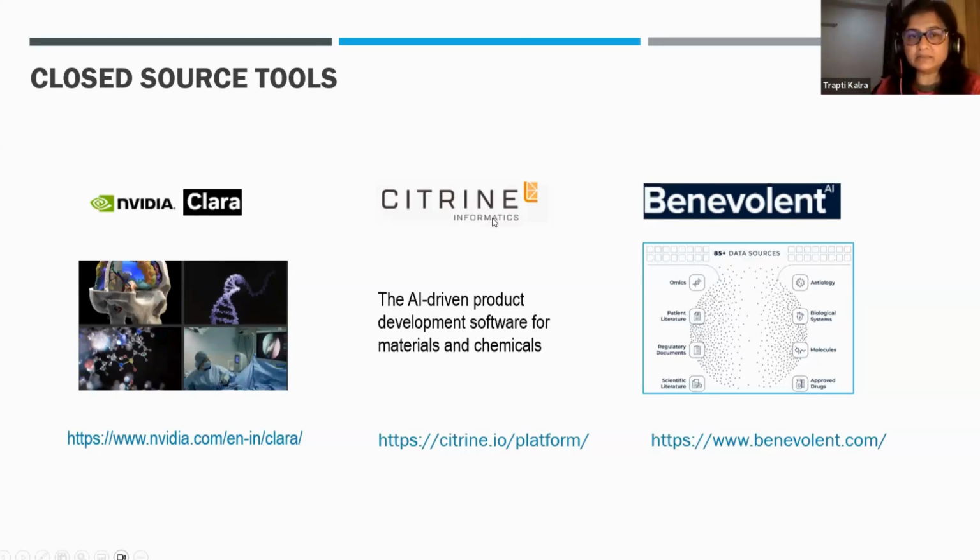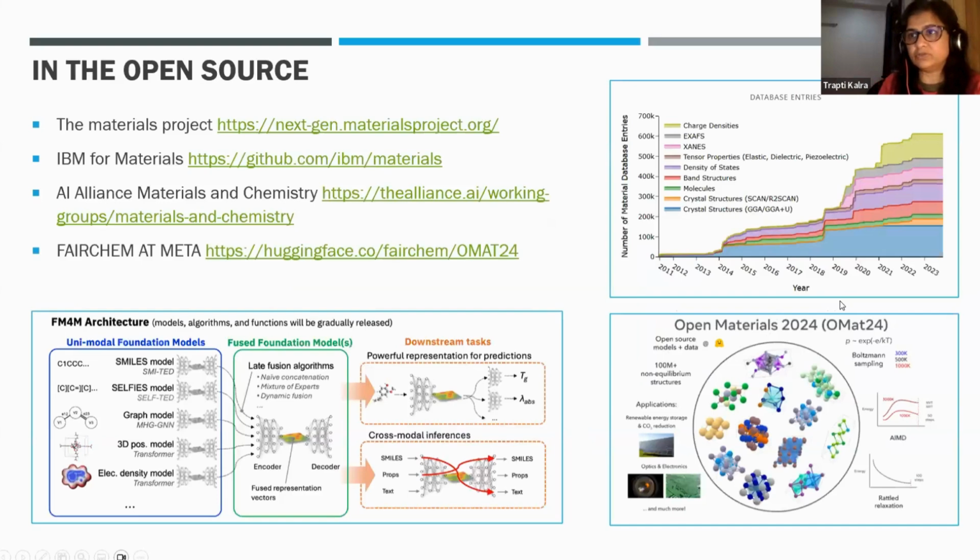Citrine Informatics is another company that has an AI-driven product, similar to what the other scientists have, for development software for materials and chemicals. And then Benevolent AI is another one. What they have done is they have brought in 85 plus data sources across different kinds of omics, patient literature, regulatory documents, molecules, biological data. They brought together all the data and they make that available in a well curated and accessible way through their platform. And they have different tools for data visualization, for data research, and then finally for modeling. So this is another great place to explore.